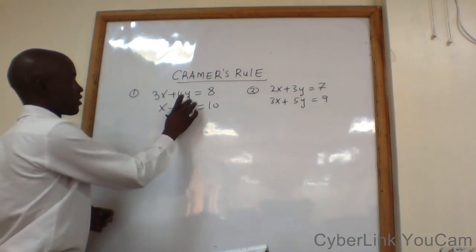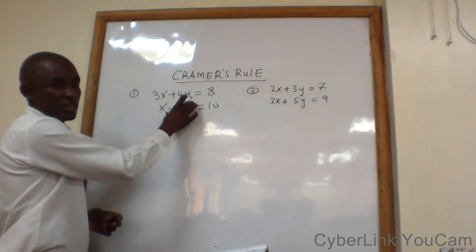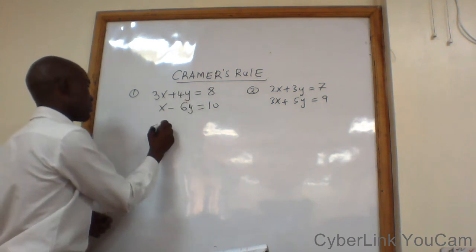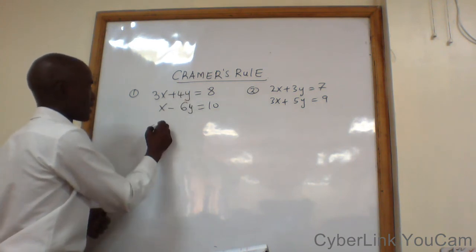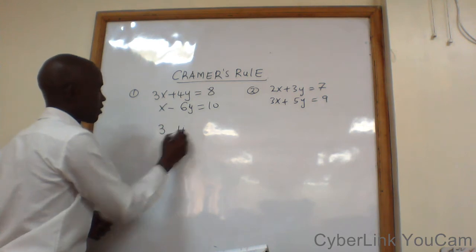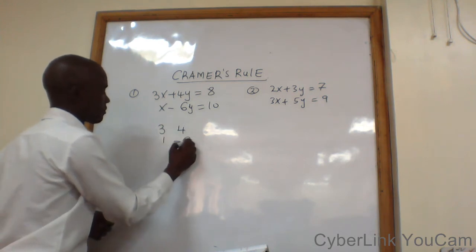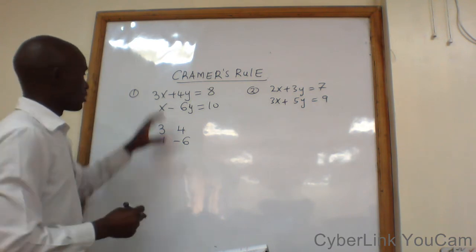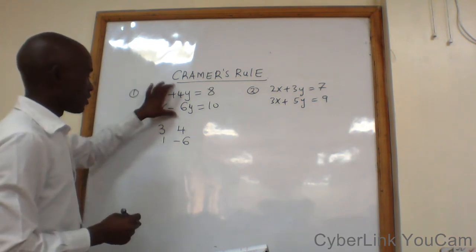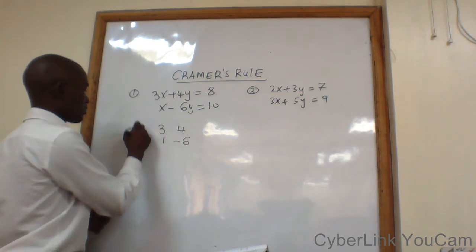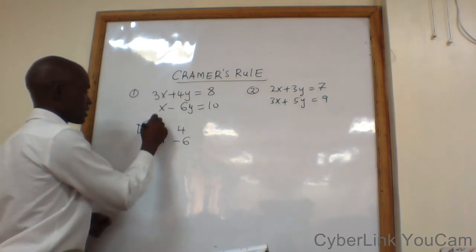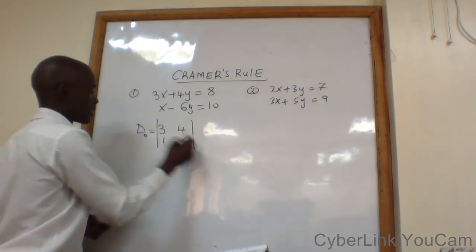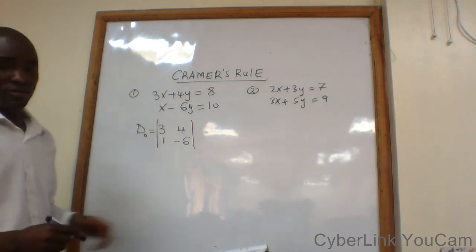First of all, you need to write a matrix of this equation, whereby we will be having 3, 4, 1, minus 6. And remember what we have said, we're going to get the determinant of the original equation as it is. So that one will be called D naught, the determinant of the original matrix, which will be given by this.